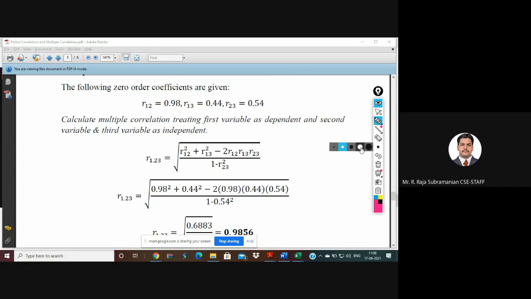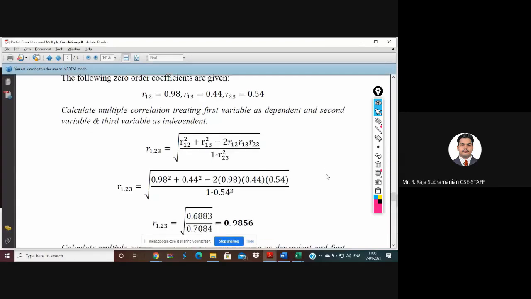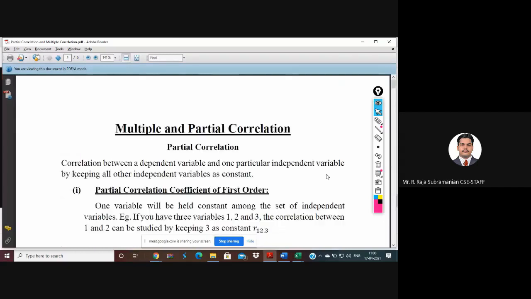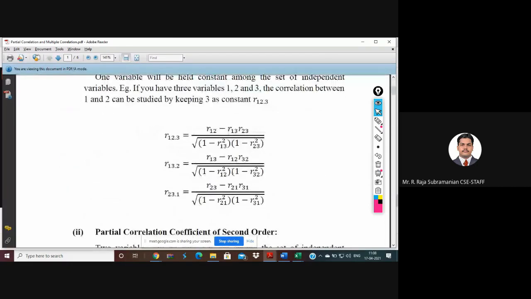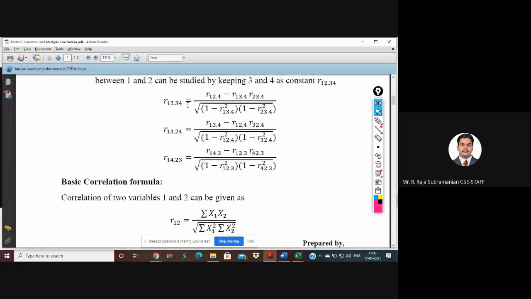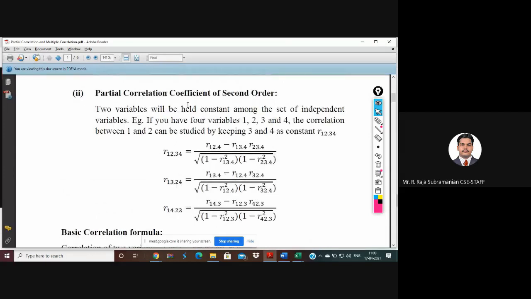Similarly, you understand how to calculate R2.13, R3.12, everything. Nothing new. So with respect to correlation, we have these formulas in total. R12 is the simple correlation formula, that is zero order correlation. Next, first order correlation, R12.3, R13.2. Then we go for multiple correlation, that is R1.23. We also go for the second order correlation, that is R12.34 and those things also.